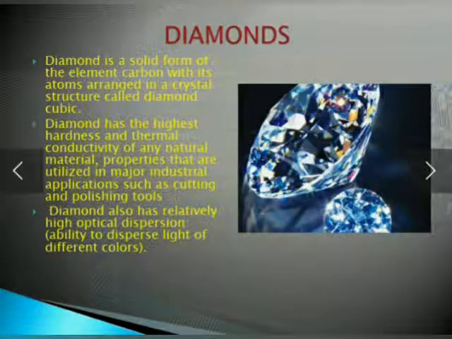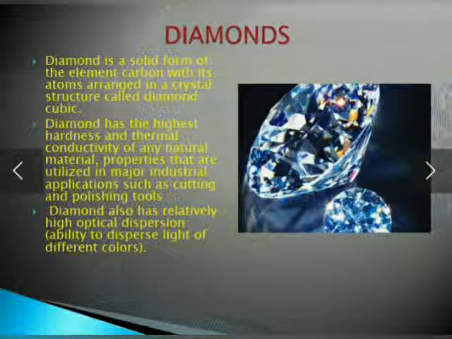So we all are familiar with diamonds. Diamond is a solid form of the element carbon with its atoms arranged in a crystal structure called diamond cubic. Diamond has the highest hardness and thermal conductivity of any natural material, properties that are utilized in major industrial applications such as cutting and polishing tools. Diamond also has relatively high optical dispersion.